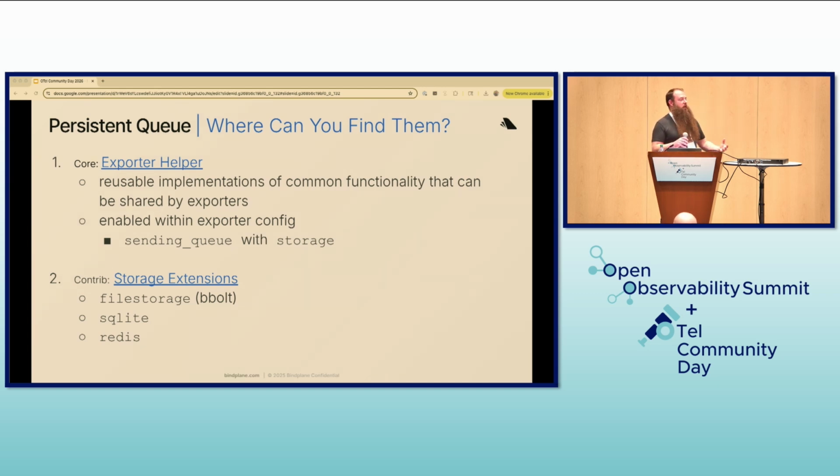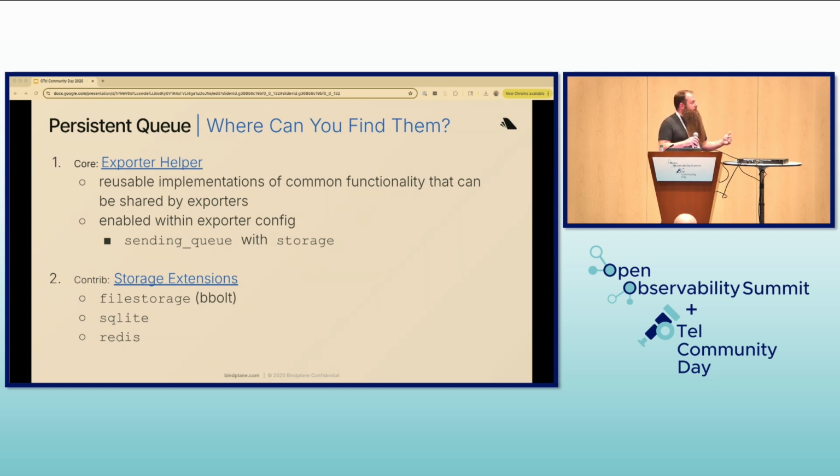The sending queue, all of the code, the documentation, and so forth, you can find that in the core repository, and it's all under the exporter helper. Right, so this is a number of features and functions that are used by pretty much all exporters in the OpenTelemetry Collector. We're not going to talk about all of those features. Like I said, I'm going to keep it focused on the persistent queue.